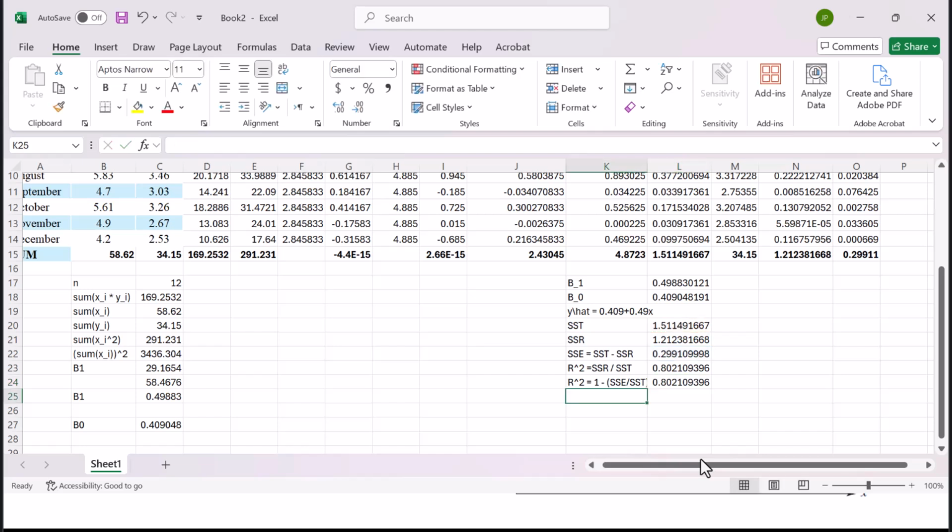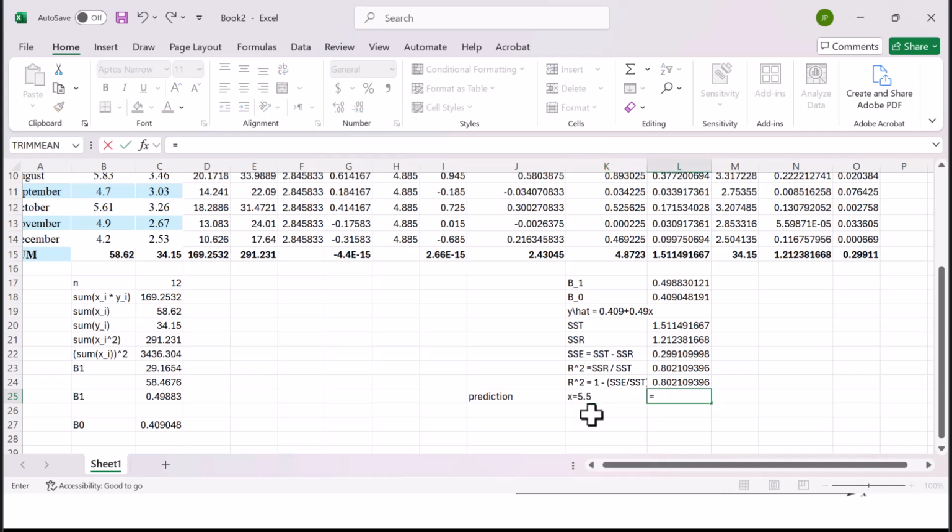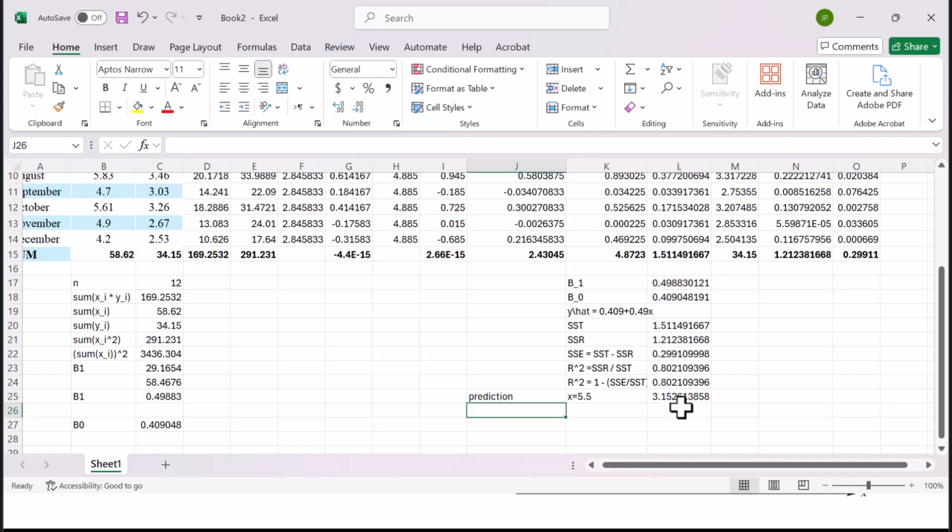So the same value. And for prediction, for example, we want to predict for a new x, right? And x is equal to 5.5, right? So the value for y hat is equal to this one plus this one multiplied by 5.5. So it is 3.15. Then we need to find the correlation, right?